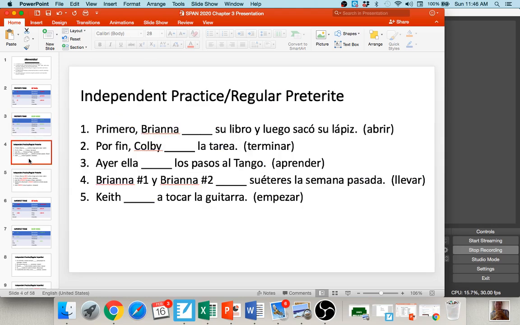Okay, I have a few problems for you here with these basic conjugations. I would like for you to pause your audio and give these a try, please.